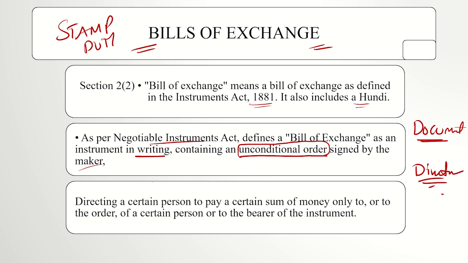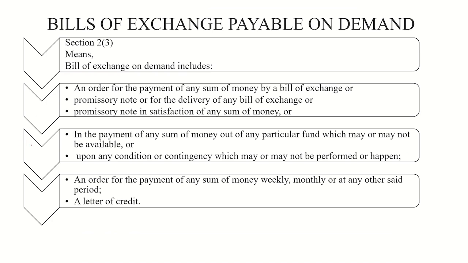So if I give you a document, a bill of exchange, what I will say is I am directing a certain person, Mr. Arun, to pay a certain sum only to that particular person or the bearer of the instrument. At that time it becomes a bill of exchange. So this is what we have to understand. Bill of exchange payable on demand is the next concept.